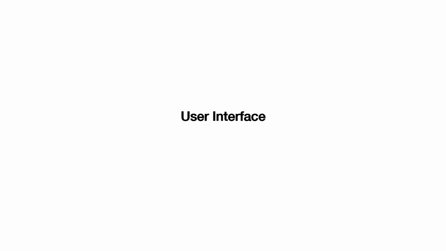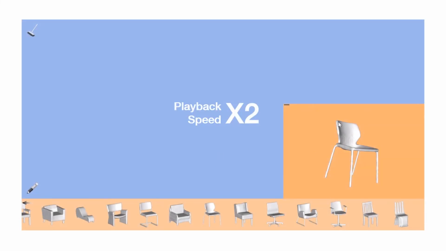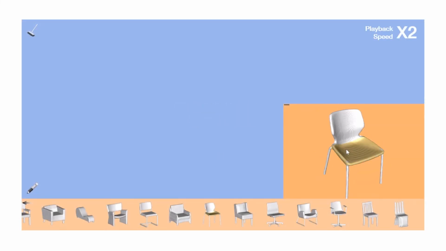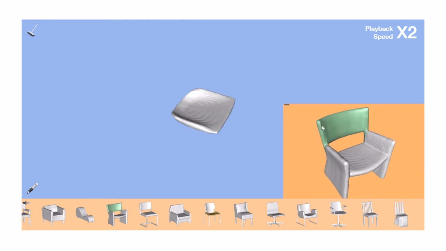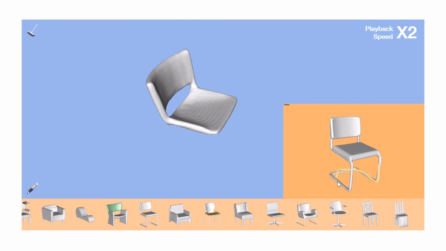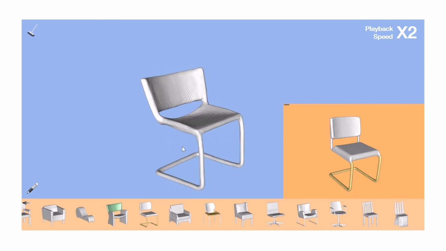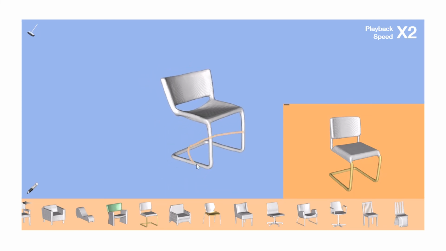The pre-trained SPAGHETTI model is integrated in our interactive user interface. On the bottom, we have a collection of generated chairs. Then, we mark the parts as an input for SPAGHETTI. We can make further adjustments to our newly generated shape.